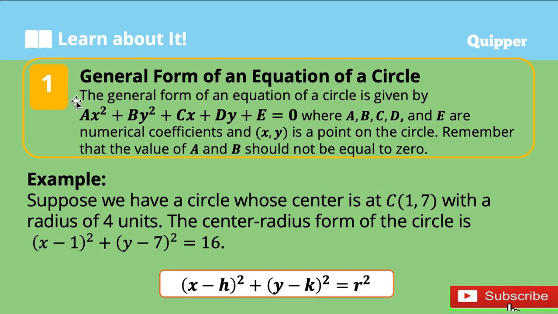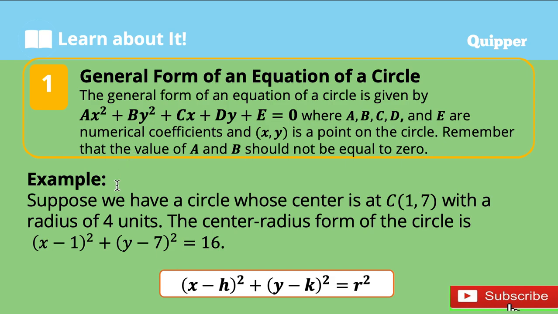The general form of an equation of a circle is given by ax squared plus by squared plus cx plus dy plus e is equal to 0, where a, b, c, d, and e are the numerical coefficients and x, y is a point on the circle. Remember that the value of a and b should not be equal to 0, otherwise that is not anymore a circle.